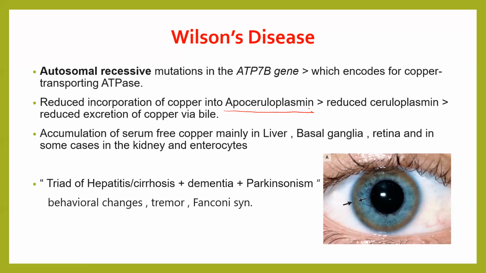And this is something to keep in mind because the triad of hepatitis, dementia, and Parkinsonism is quite unique. Not a lot of pathologies have this kind of triad. So when you see these kind of symptoms, Wilson's disease is definitely something that should come to your mind. And Wilson's disease is usually diagnosed in the earlier ages, like between 20 to 40s. So if a relatively young person comes to you with these symptoms, you have to consider Wilson's disease.